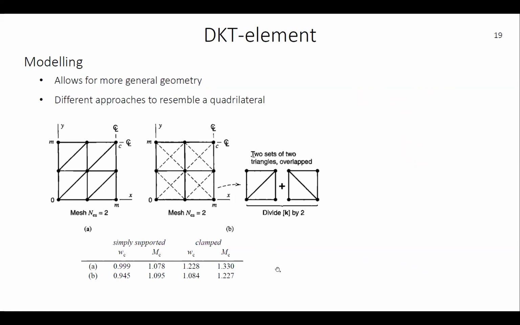Of course, if you have clamped conditions, we would need more elements to describe the curvature in a proper way. So we have some 20 or 30% difference between the theoretical solution and the numerical solution.